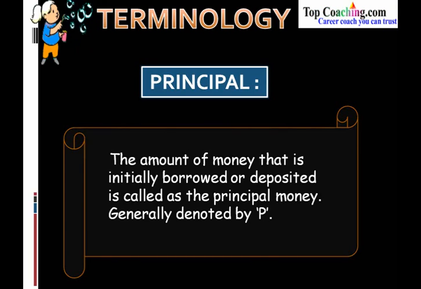And most of the times it is denoted by P. So if I borrow 100 rupees at this time from the bank, then this 100 rupees is known as the principal, and most of the times it is denoted by P.